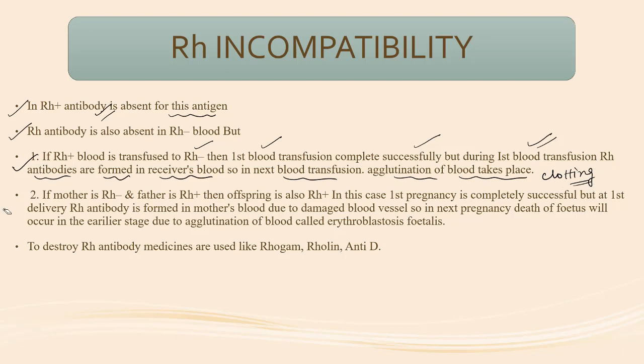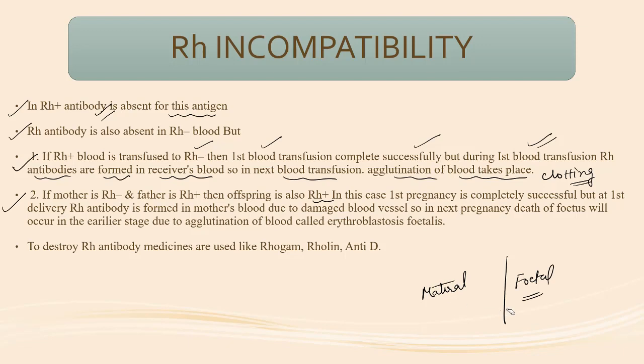If the mother is Rh negative and the father is Rh positive, then the offspring will also be Rh positive, since if one of the gametes has Rh positive, the offspring will definitely be Rh positive. In this case, the first pregnancy is completely successful. But after the first pregnancy, the umbilical cord is cut, and this creates placental pores. Because of these pores, there is a mixing of fetal blood and maternal blood.